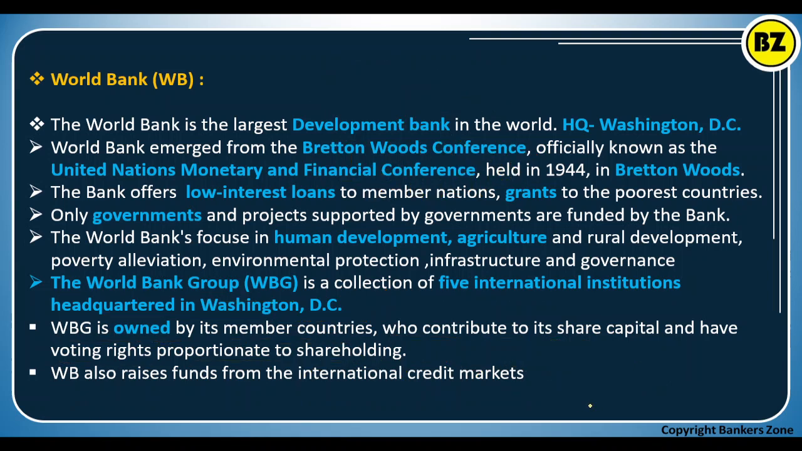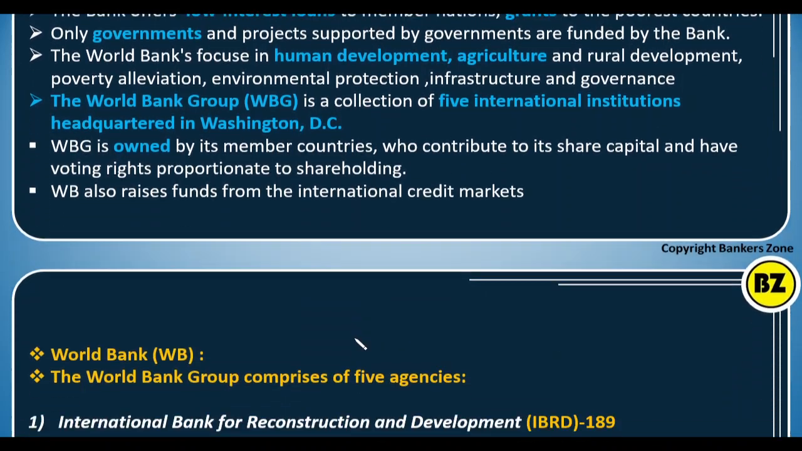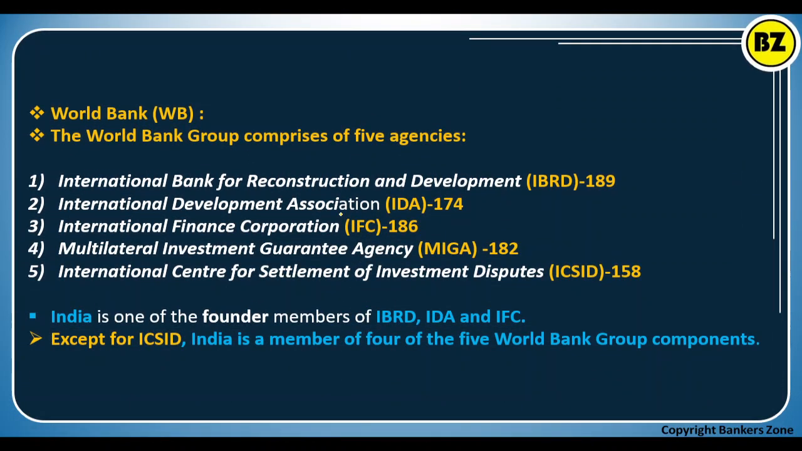So what is the World Bank? It is the largest development bank, with headquarters in Washington DC. The idea of having the World Bank was conceived at the Bretton Woods Conference, so it is also called a Bretton Woods institution. We have already discussed the Bretton Woods institutions. It is owned by its member nations, and the World Bank is a group having 5 subgroups or 5 agencies.